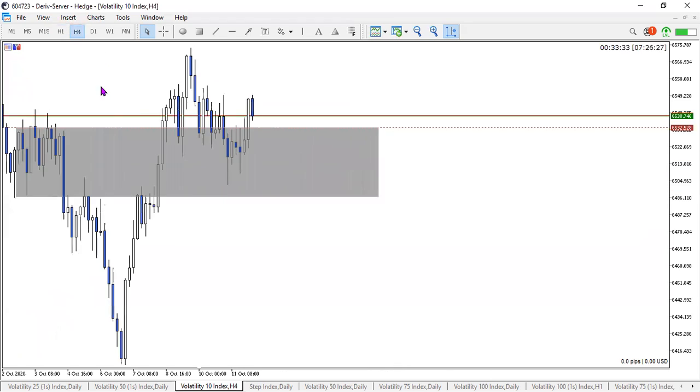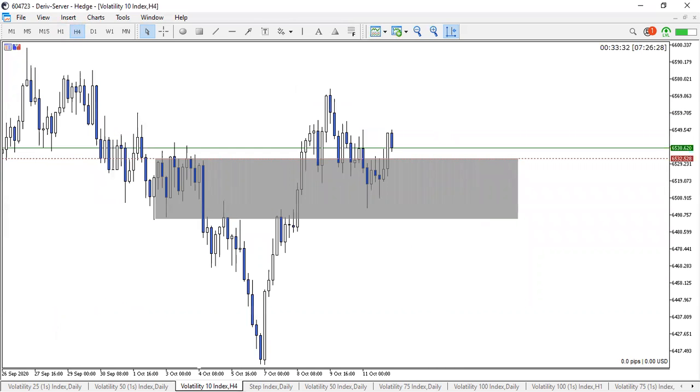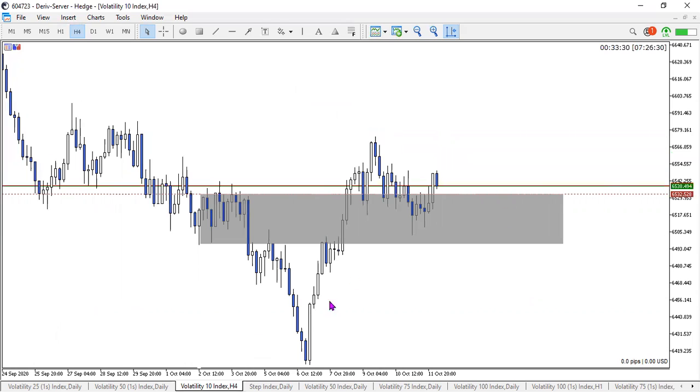If not, however, I will be waiting to see when I can participate in the buys. But I am still buy bias on volatility 10. So that's it from my side.